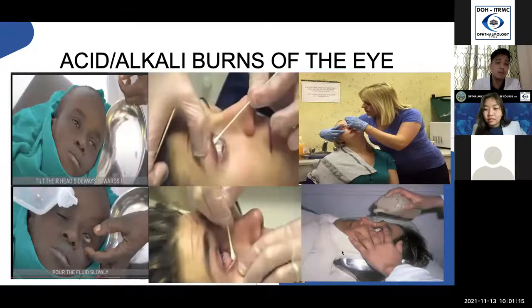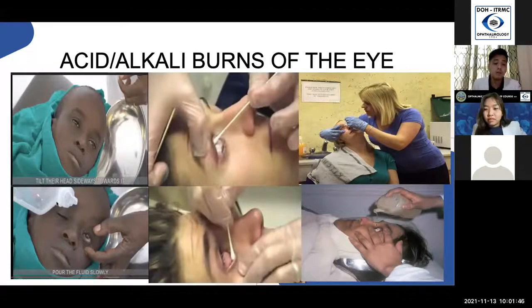So pwedeng balutin yung ulo ng patient ng towel and then tilt their head sideways towards it. Kasi pwedeng ma-contaminate yung isang mata if naka-flat yung head ng patient. So we use a kidney basin or any other na pangsalok ng tubig. Then we manually open the eyelids or we can use yung improvised na pang-open.